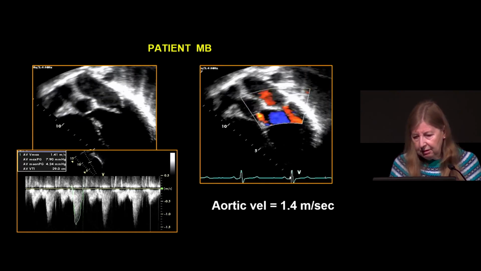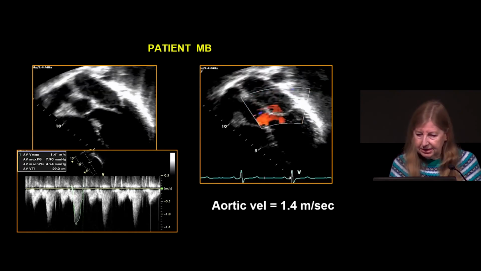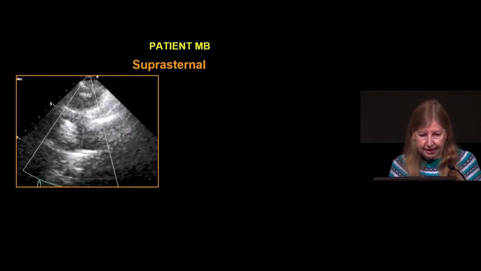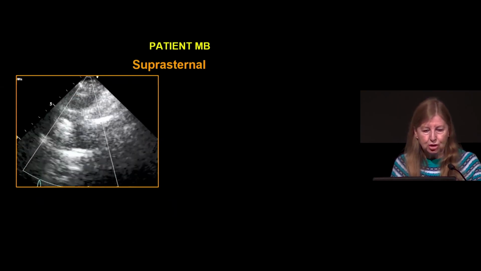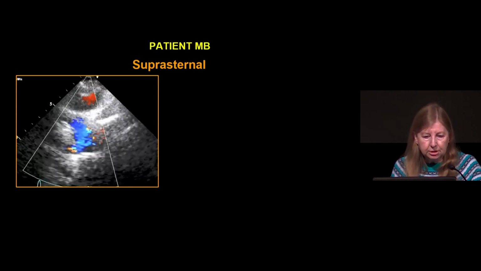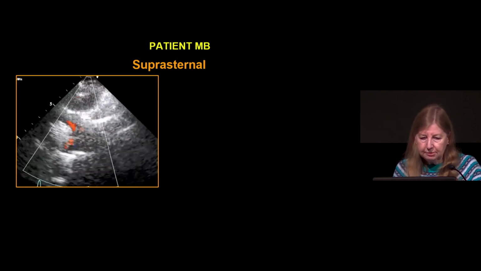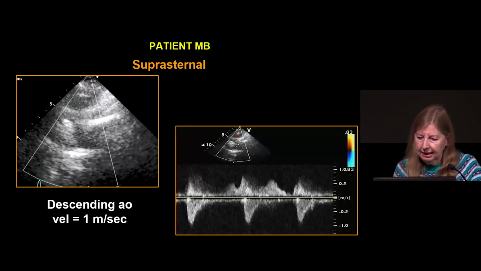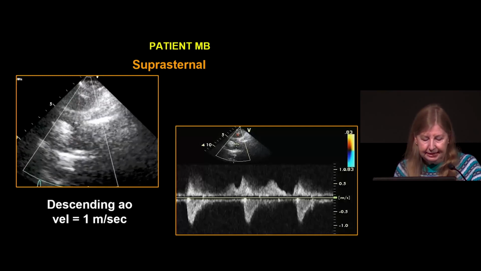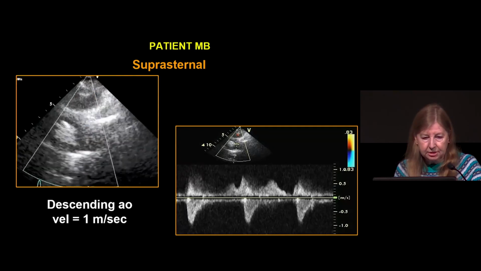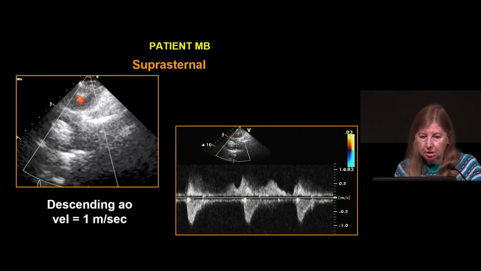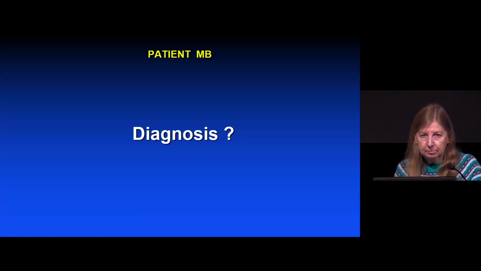But we've seen that her ascending aorta is a bit dilated, so we want to look at the rest of the aorta. And so again, suprasternal images are a bit challenging, but we want to look down the descending aorta. Is there any coarctation? And here's the velocity down the descending aorta, 1 meter per second, and we don't see evidence of turbulent flow. So I'd ask you, maybe we can have the lights up a little bit. What's the diagnosis? I've shown you everything you need to know.